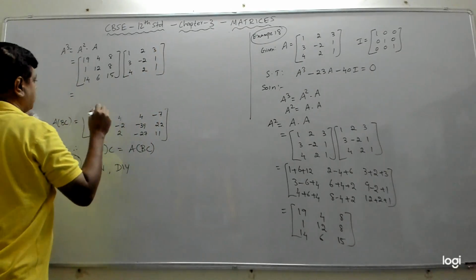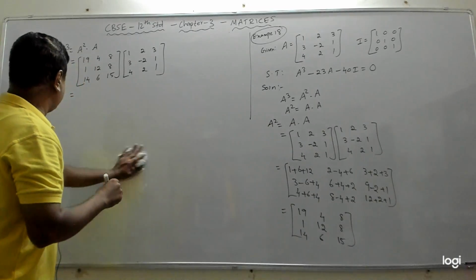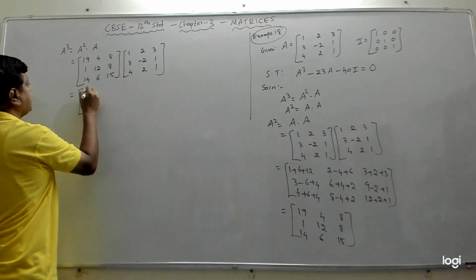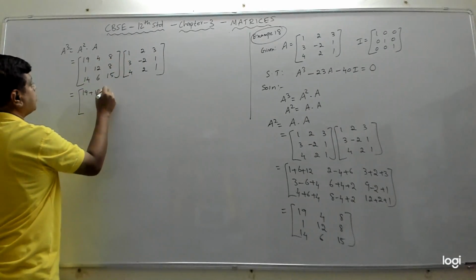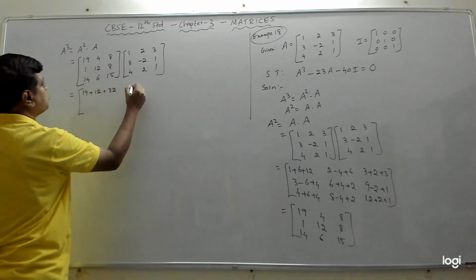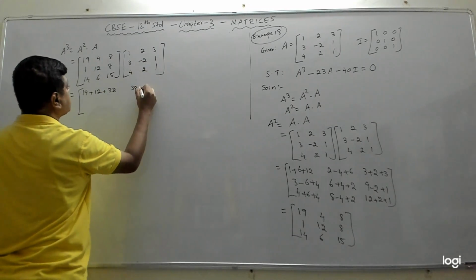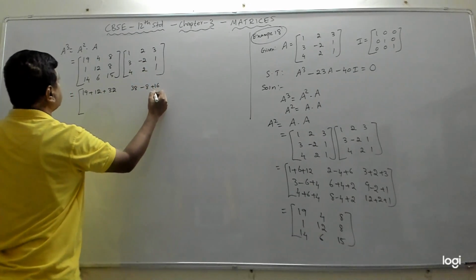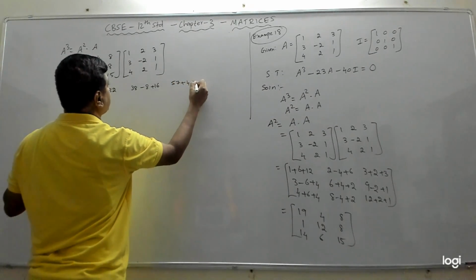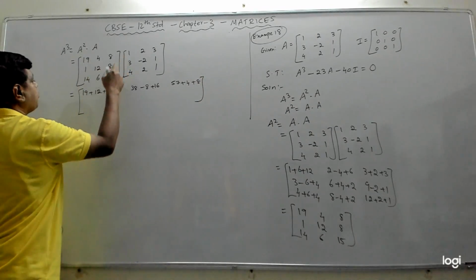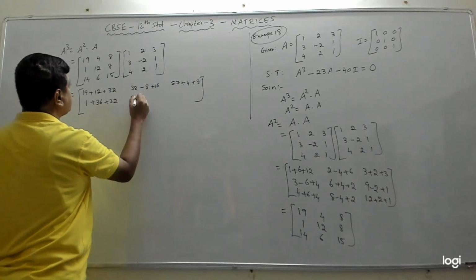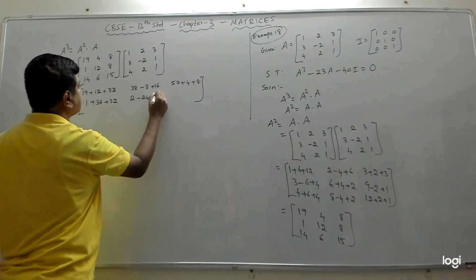Now if you multiply them, so what are we going to get? It is 19 times 1 is 19, plus 4 3s are 12, plus 8 4s are 32. Then 19 times 2 is 38. 4 times minus 2 is minus 8. 8 times 2 is 16. Then 19 times 3 is 57. 4 times 1 is 4. 8 times 1 is 8. And then 1 into 1 is 1. 12 into 3 is 36. 8 times 4 is 32. 1 times 2 is 2. Minus 2 times 24 plus 16.